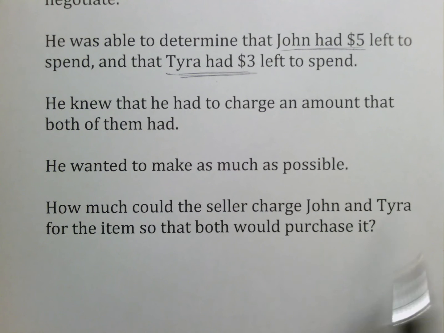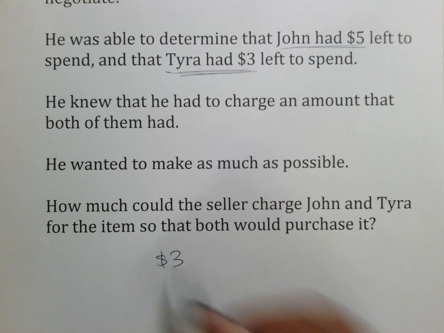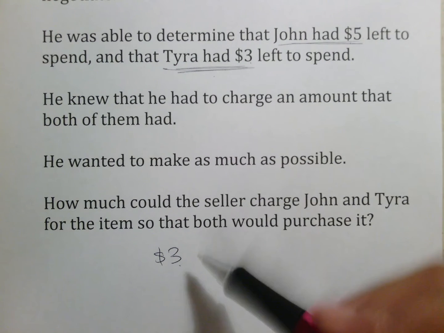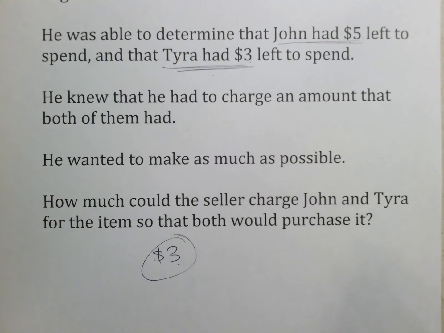So if you're talking about how much he could charge so both of them could purchase it, he could charge $3, because Tyra could spend all of her money and then John would have a couple dollars left. And so that's pretty much what you're doing whenever it comes to variables.